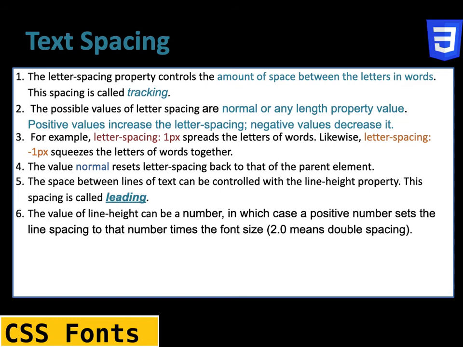So tracking and leading. Suppose you need to increase or decrease the space in between letters, that is tracking, and between lines. When line spacing is increased or decreased, that is known as leading. The value of line height can be a number, in which case a positive number sets the line spacing to that number times the font size. 2.0 means double spacing.